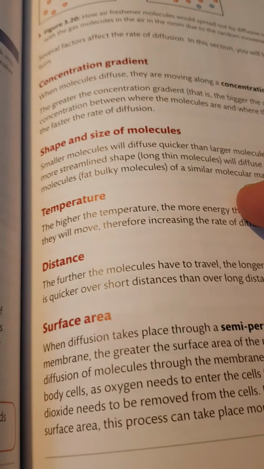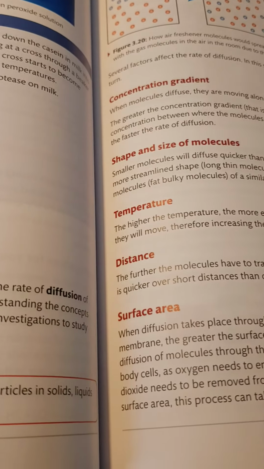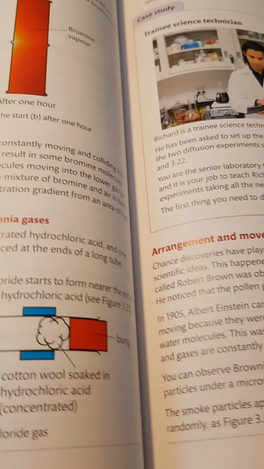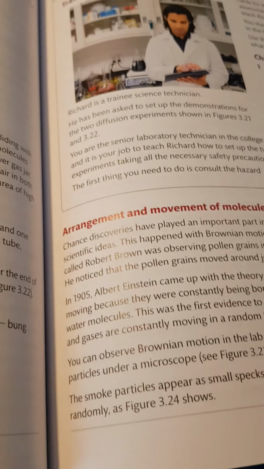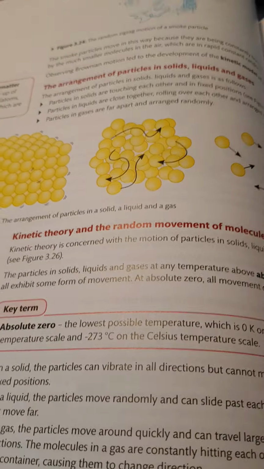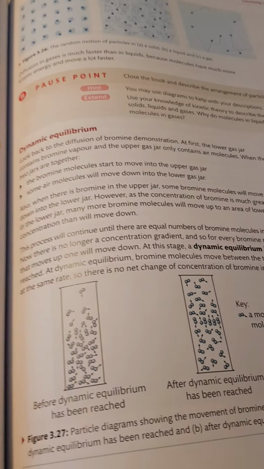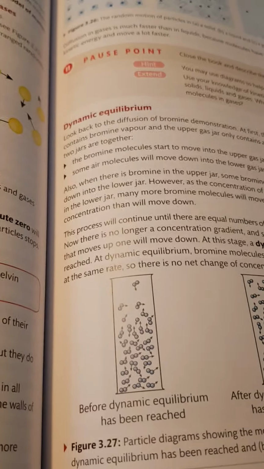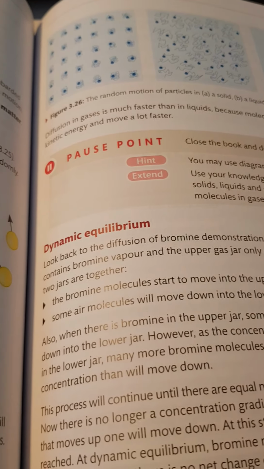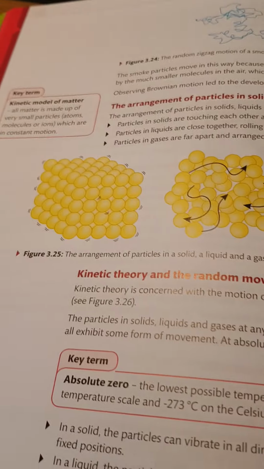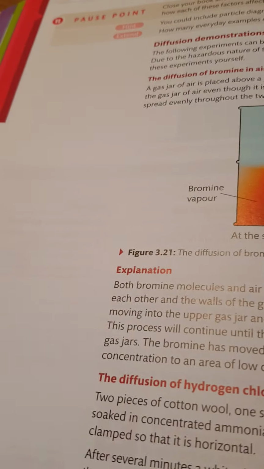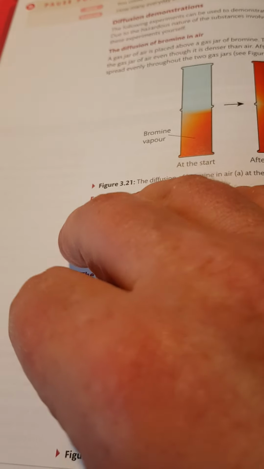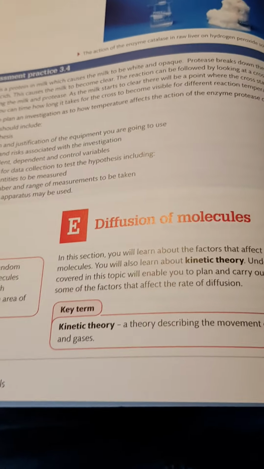Shape and size of molecules, temperature, distance. But I think actively transferring the information from the page in your book, which you've got here, rather than just reading it, is useful. All of this is quite straightforward. I don't think it's anything that you don't know, but sometimes if you write it down, it just gives you a little bit more theory, a little bit more to write about when you're doing those hypotheses, where you've got to put a little bit of science into it.